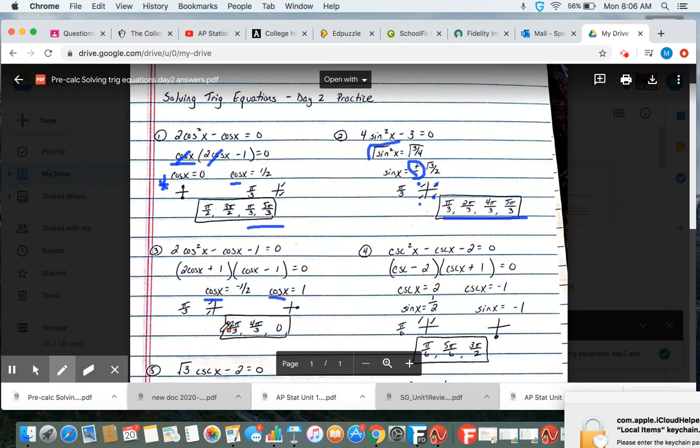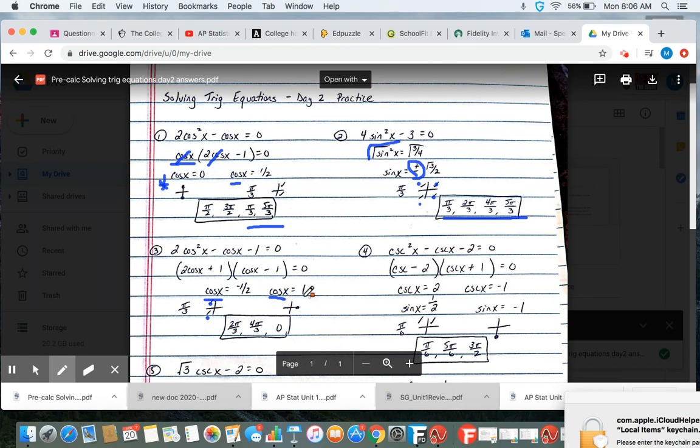So what angle has an x value of negative 1/2? Okay, so that would be pi over 3 as our reference angle. But because x is negative, it's got to be in quadrants 2 and 3, and that's why 2 pi over 3 and 4 pi over 3 are my answers.